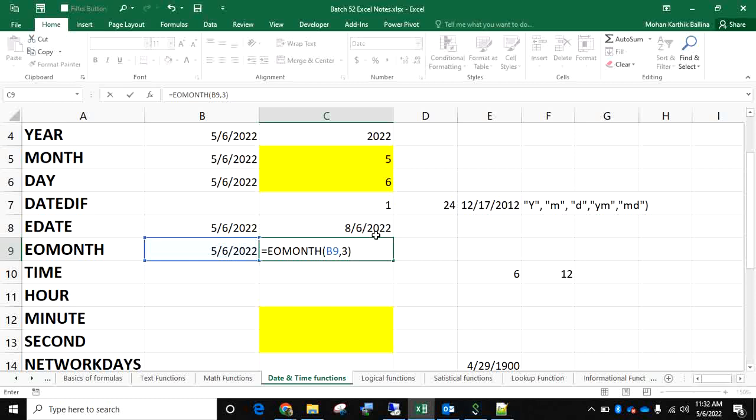8/6/2022, right? But here, it is strictly, forcefully saying that end of the month. So it will take last month of that particular date. For example, the actual date would be this one, but it will not give this data.